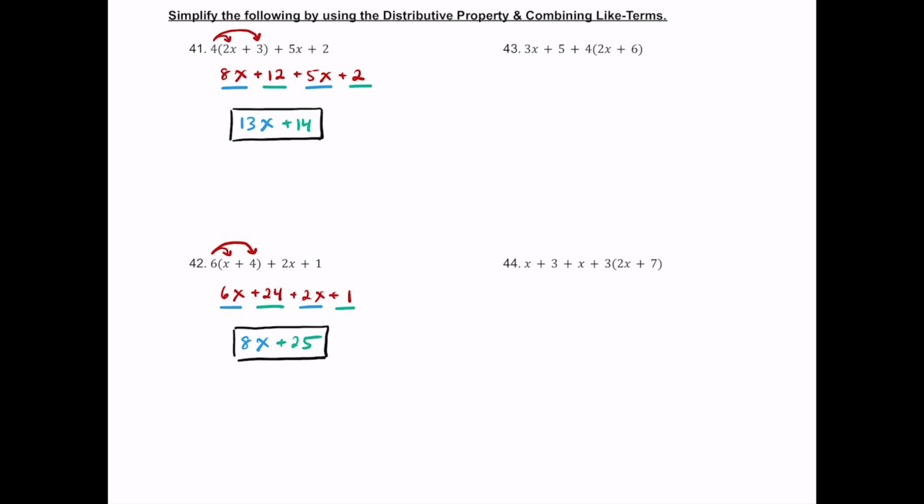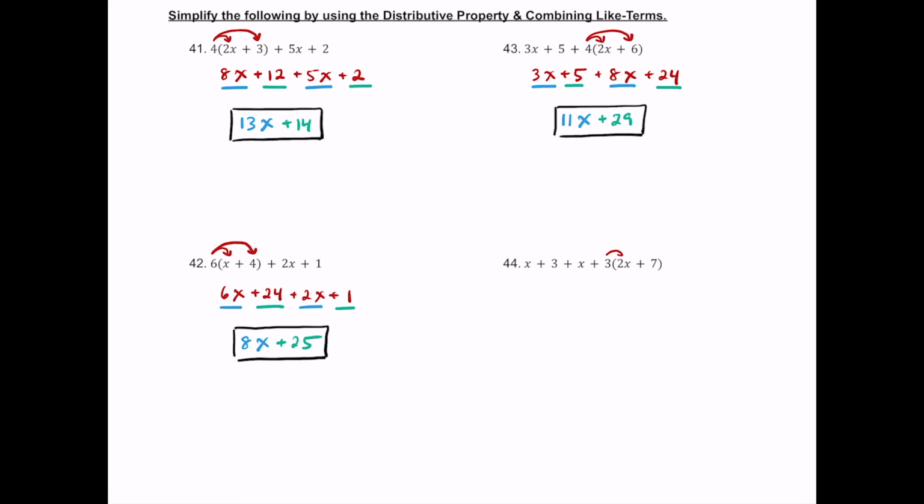Okay. For 43, let's go ahead and combine like terms after we distribute. So let's go ahead and take this 3x plus 5, leave it alone. Then 4 of those 2x's makes 8x, and then 4 of these 6's makes 24. If we combine some like terms here, so 3x and 8 more x's will get us a total of 11 of these x's. And then 5 plus 24 of these constants get us 29. So all in all, we're going to have 11x plus 29 is our most simplified expression.